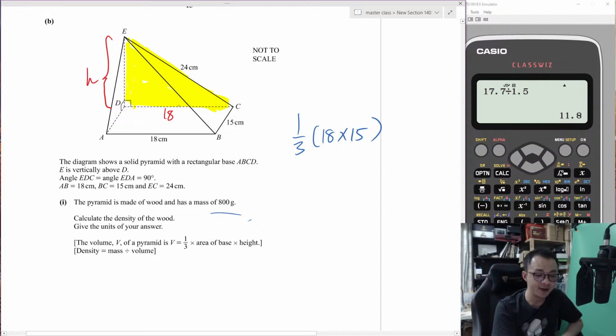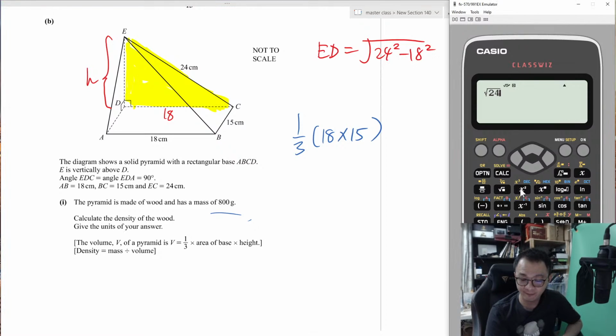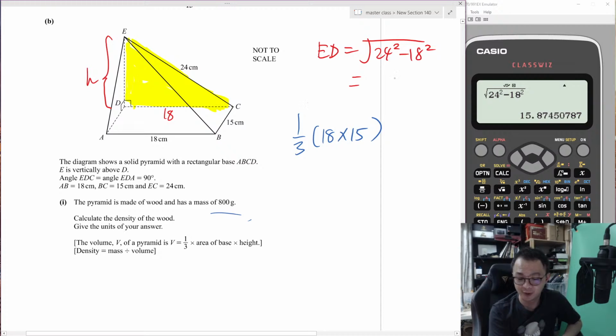So here is 18. So by Pythagoras, ED equals the square root of 24 squared minus 18 squared. I have some weird number, it doesn't matter. It's 15.87. So this one is my height, because the height must be the 90 degree height. So yeah, this is the volume.